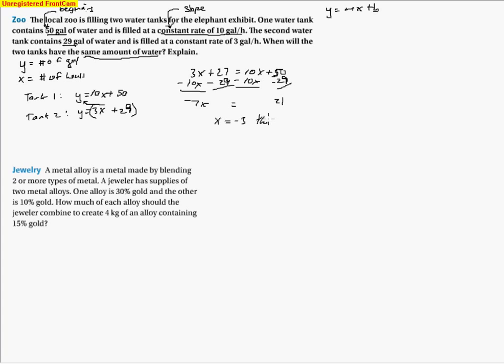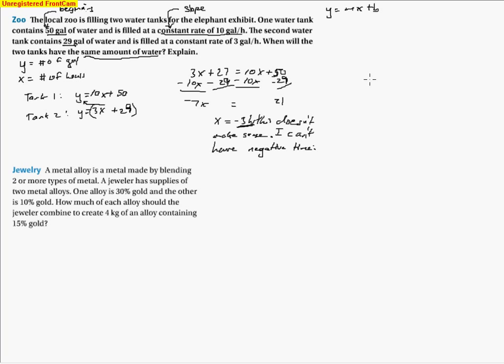This doesn't make sense. Because I can't have negative time. And so negative time is one of those things when you end up getting that, x is hours, you can't have negative 3 hours. That makes no sense to us. And so that means that we've got a problem with the situation.